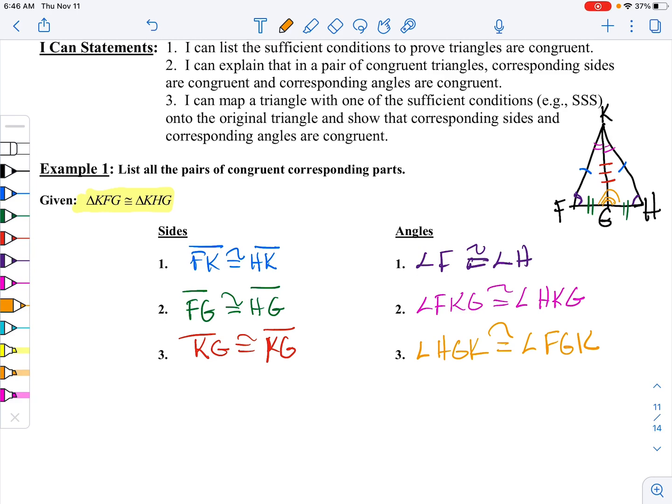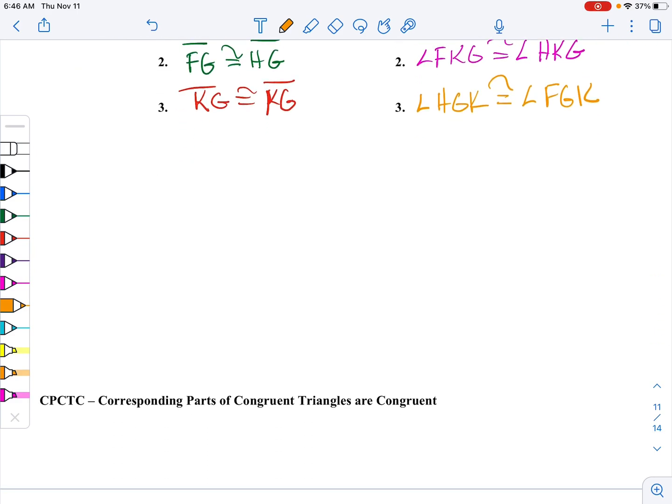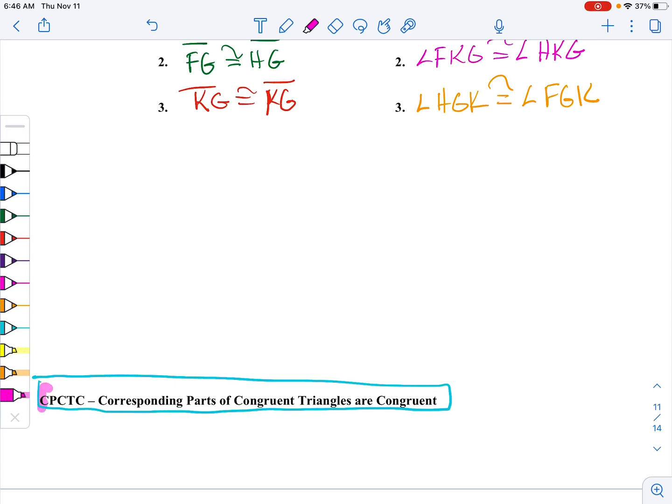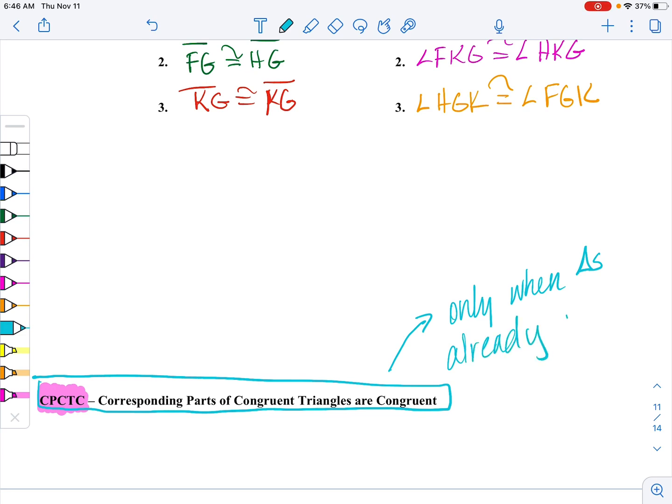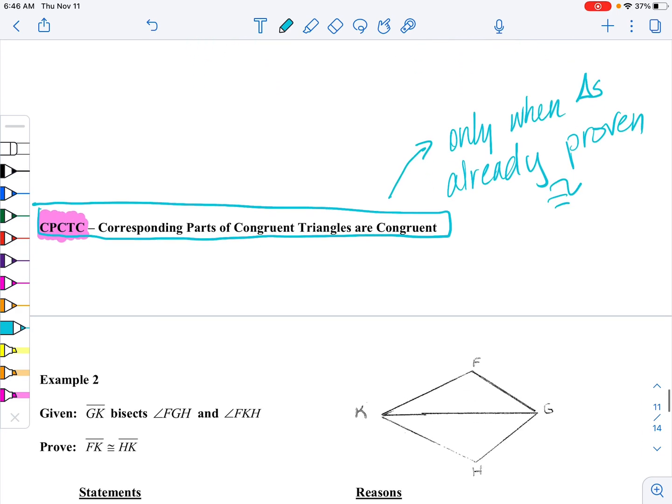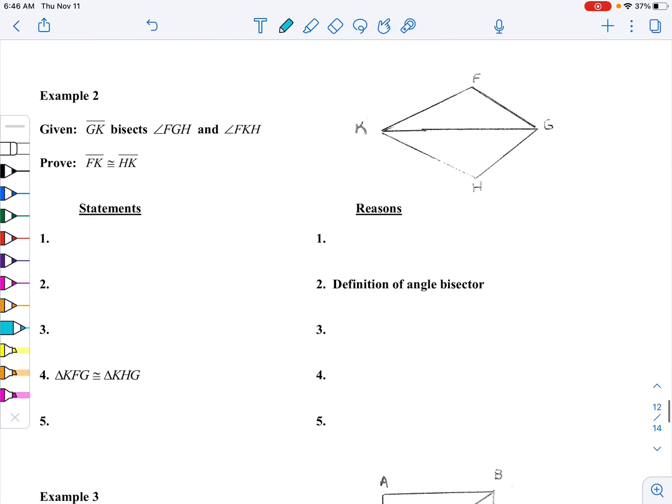Okay, and the way we can do that is our new reason for our proofs, and that's that corresponding parts of congruent triangles are congruent. And we can just use the CPCTC. Okay, but you can only use it if you've already proven triangles congruent. So I'm going to write that in here. Only when the triangles are already proven congruent. Okay, so let's see how that would look in some of our proofs.